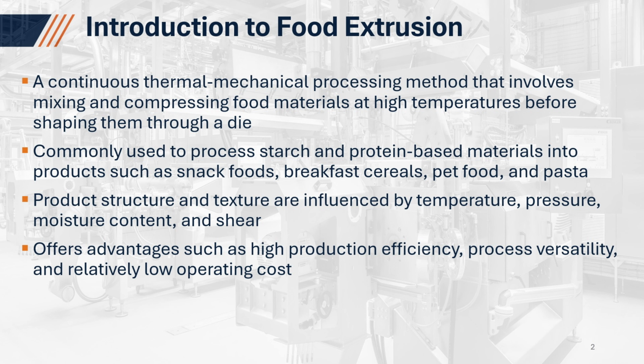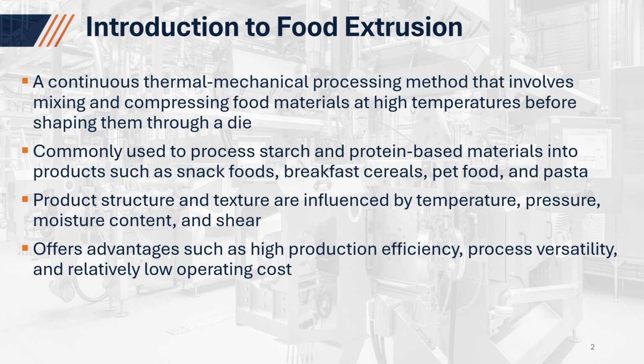Food extrusion is a continuous thermal-mechanical processing method that involves mixing and compressing food materials at elevated temperatures before forcing them through a die. In simple terms, ingredients are fed into a machine, processed under heat and pressure, and then shaped into a final product as they exit. This process is commonly used for starch and protein-based materials. Some of the most familiar examples are snack foods, breakfast cereals, pet food, and pasta.